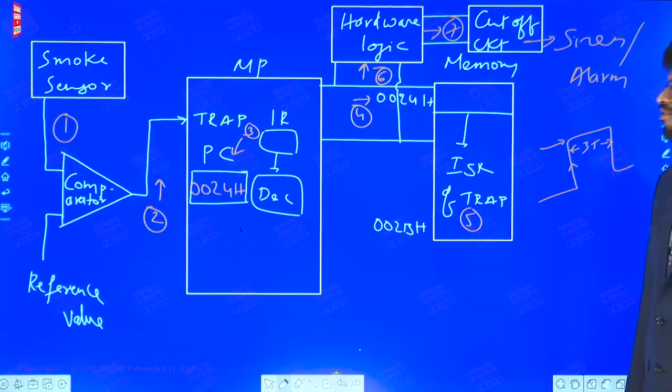Why not for other interrupts? Because they have lower priority. They are maskable interrupts which can be switched off sometimes. So that is how we can understand the mechanism of interrupt here.